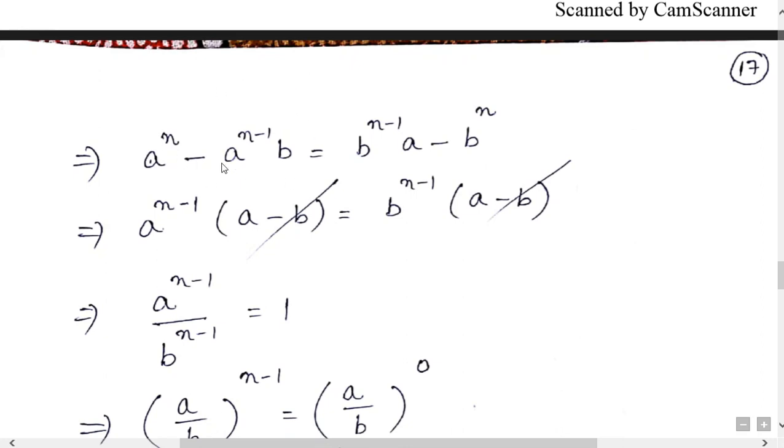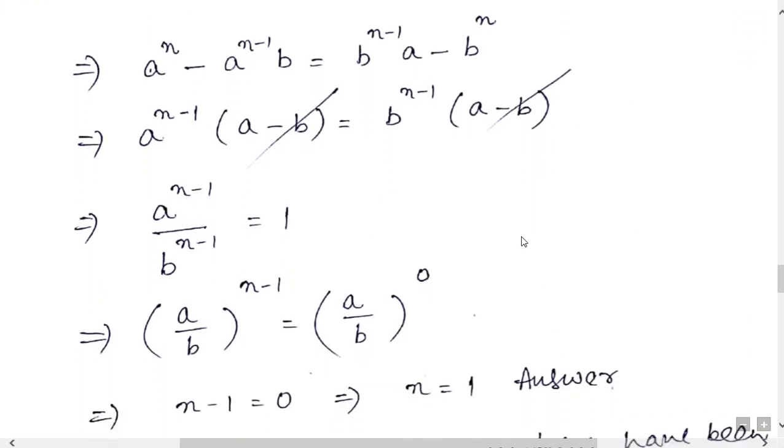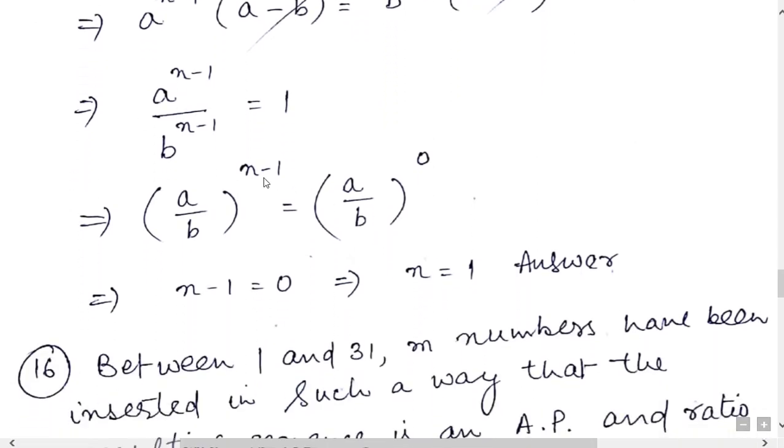Now collect the terms containing a raised to power n minus 1 and b raised to power n minus 1. a raised to power n minus 1 is common. You can write a minus b inside. Similarly on right hand side. Then you can cancel a minus b. And what next? We can write a raised to power n minus 1 divided by b raised to power n minus 1 is equal to 1. And in place of 1, we can write a over b power 0, because anything raised to power 0 is equal to 1. It means n minus 1 can be written as 0. And the answer is n is equal to 1.